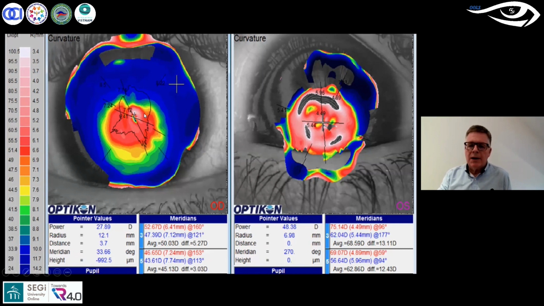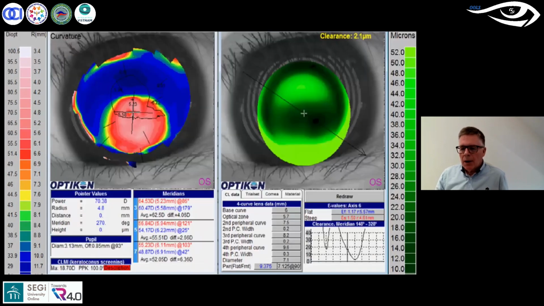Interestingly, on the right eye of this patient, it wasn't a dreadfully advanced keratoconic patient, but there was a small nebula here, and you can see this very, very steep area, which would effectively rub on the back of a conventional rigid gas permeable contact lens. So let's move on to rigid gas permeable contact lenses.